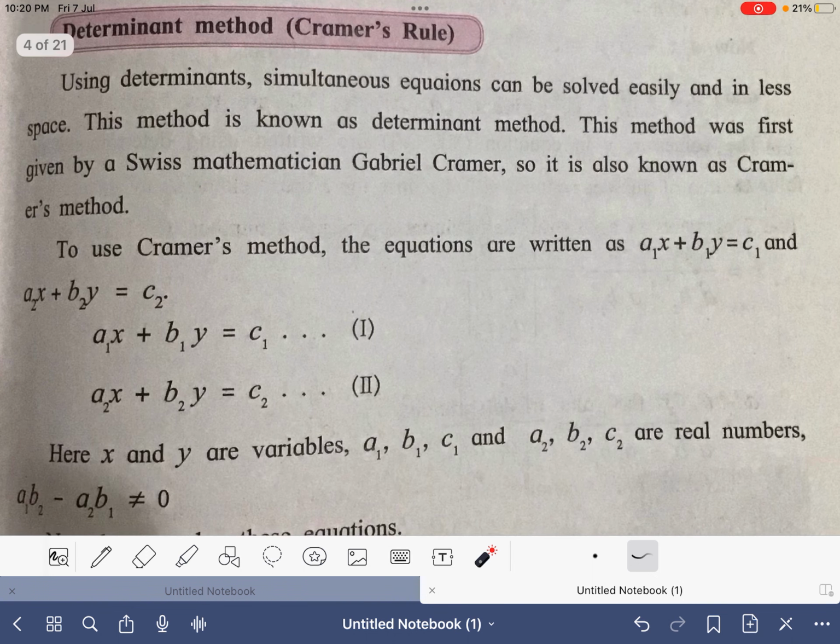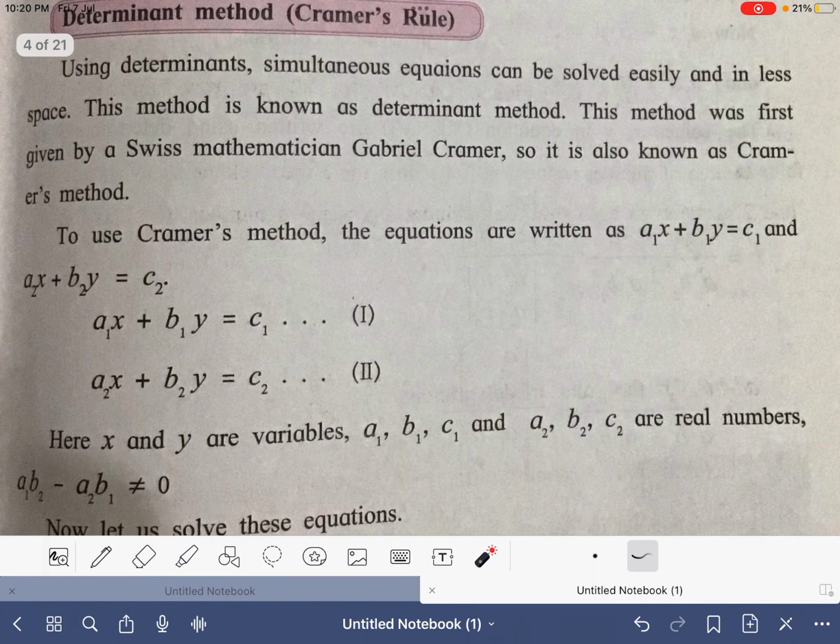Now let's see what the formula actually is and how to solve with this formula. Cramer applied this formula to equations in two variables. So let's assume two equations: the first is a1x plus b1y is equal to c1, and the second is a2x plus b2y is equal to c2.